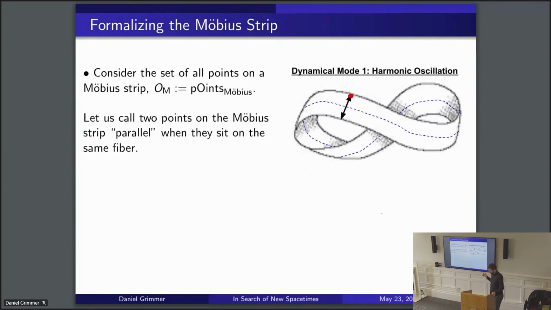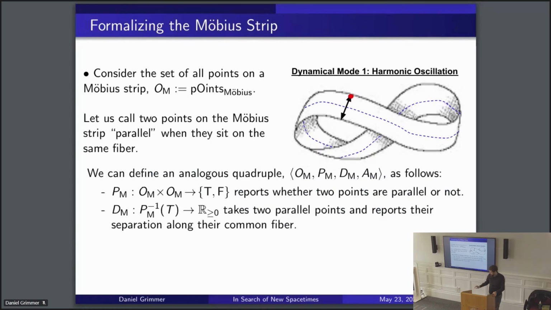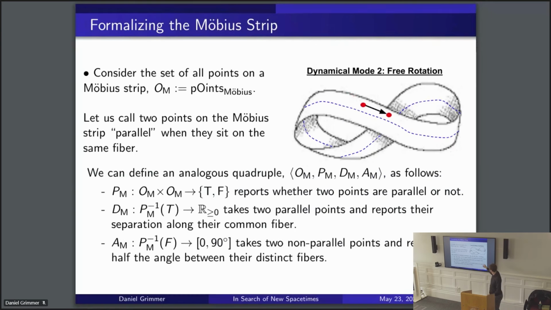Let me build the same thing here on the Mobius strip. We call 2 points on the Mobius strip parallel when they're on the same fiber. I get to make up whatever words I like. Now we have a function p here that takes in 2 points and reports whether they're parallel in this sense, or on the same fiber. There's a distance function for points that are on the same fiber. You can talk about the distance along that fiber, and you can talk about the distance between fibers as well. We have another function that reports, for points on different fibers, what the distance between their fibers is.